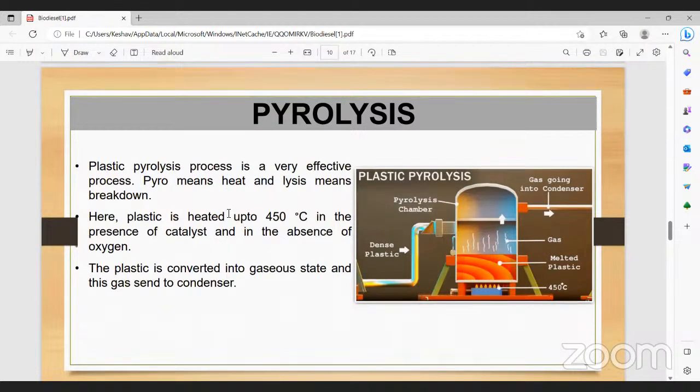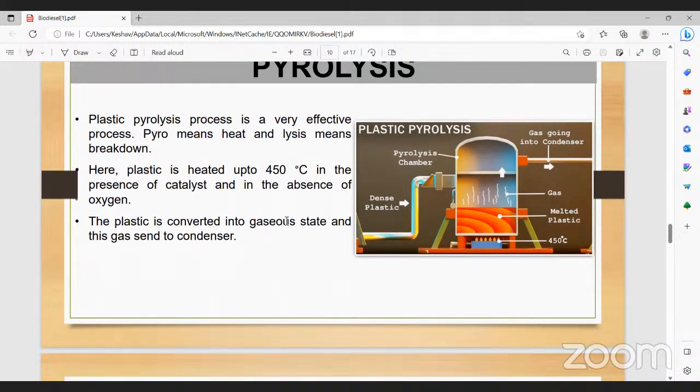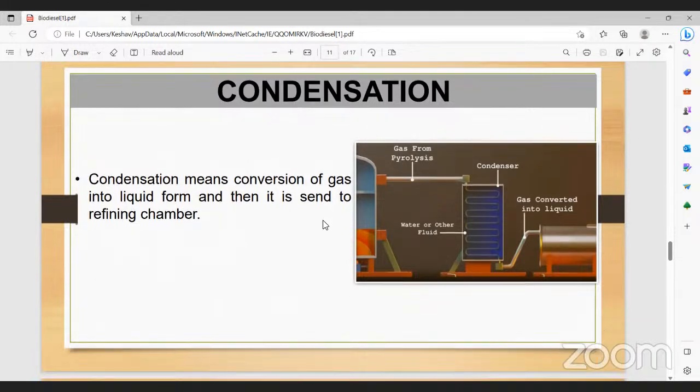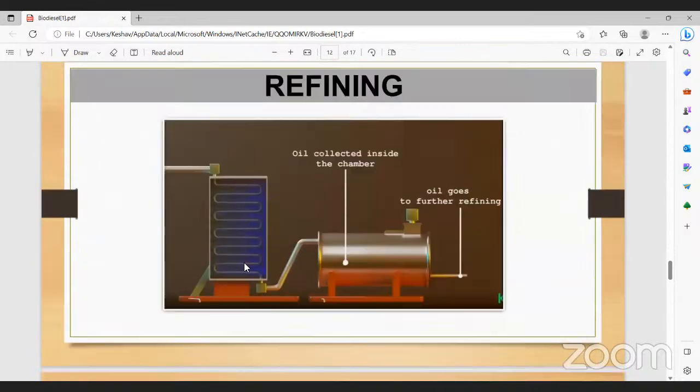Pyrolysis is the heating of organic material such as biomass in the absence of oxygen. Plastic is heated up to 450 degrees Celsius in the presence of a catalyst and in the absence of oxygen. The plastic is converted into gaseous state and this is sent to the condenser. Next slide, condensation. Condensation is the conversion of gas into liquid form and then it is sent to the refining chamber. Next slide is refining.